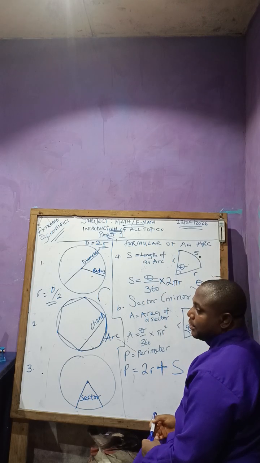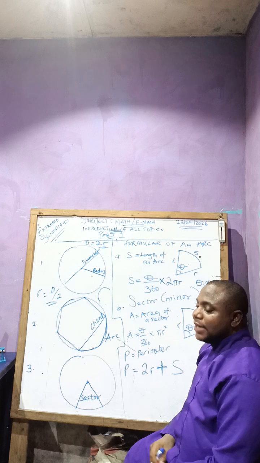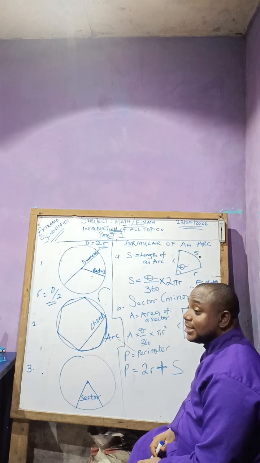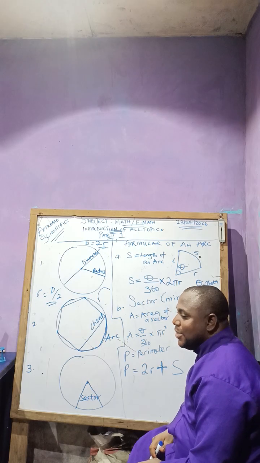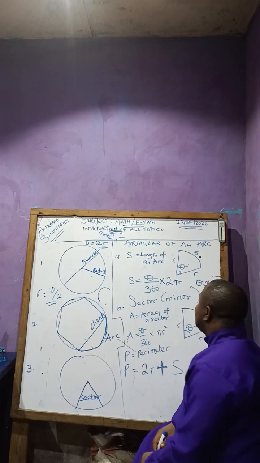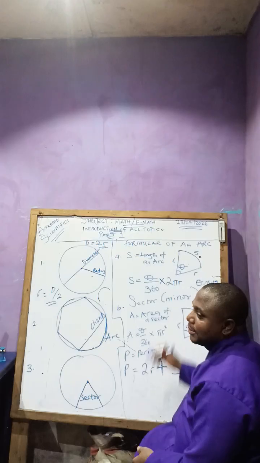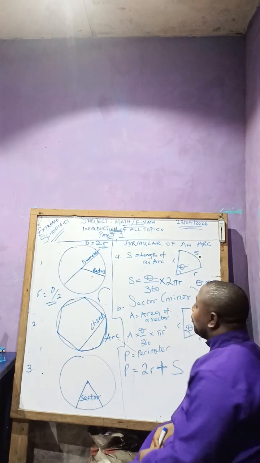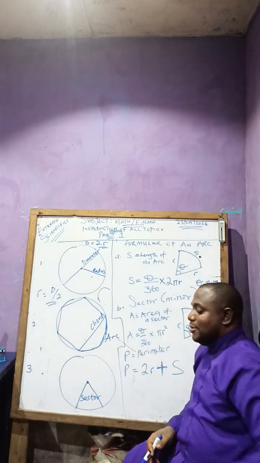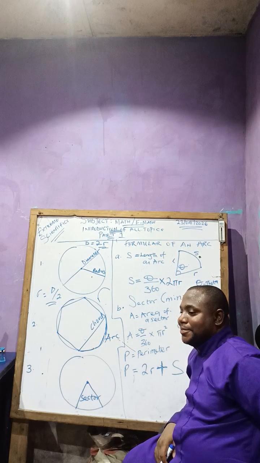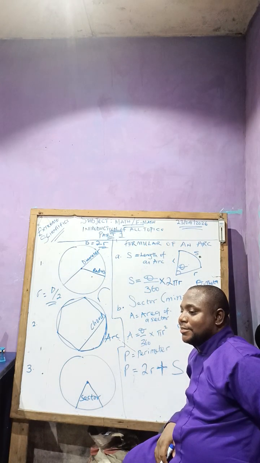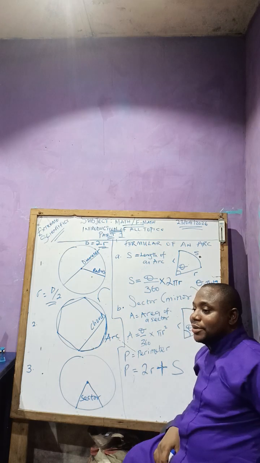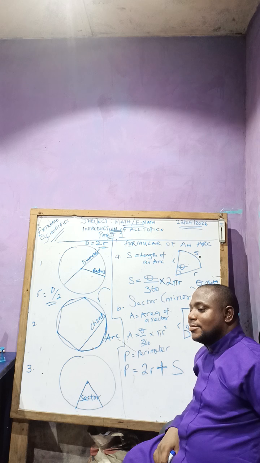Where did we get 360? It is the total angle of a circle. That's 360 degrees. Do you understand me? Now, where did we get this pi? What is pi? That is a constant which we denote as 22 over 7. How did we get 22 over 7?